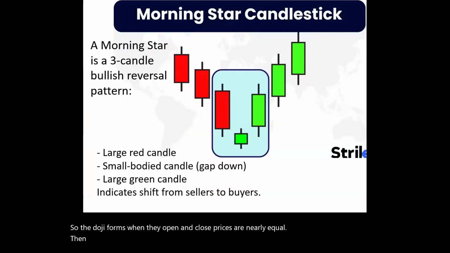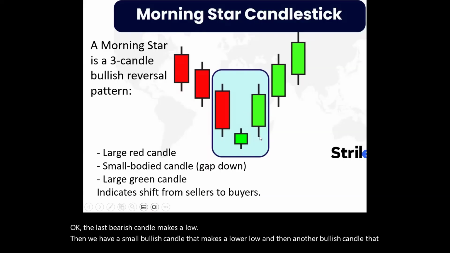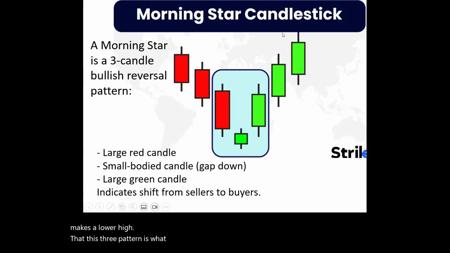Then we have the morning star. The morning star is a three candle bullish reversal pattern. So when there is a bearish situation, the last bearish candle makes a low. So this is kind of a swing low. Okay, the last bearish candle makes a low. Then we have a small bullish candle that makes a lower low, and then another bullish candle that makes a lower high. This three candle pattern is what we call the morning star candlestick, and it signals a strong reversal.